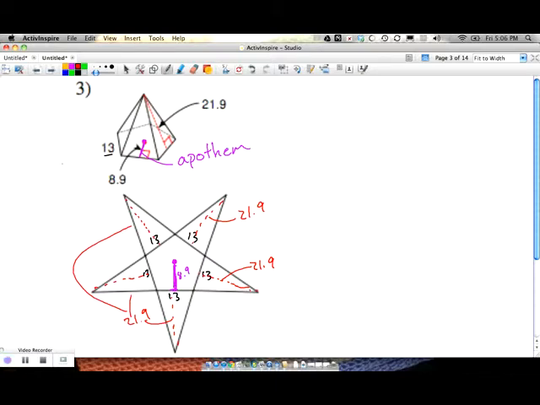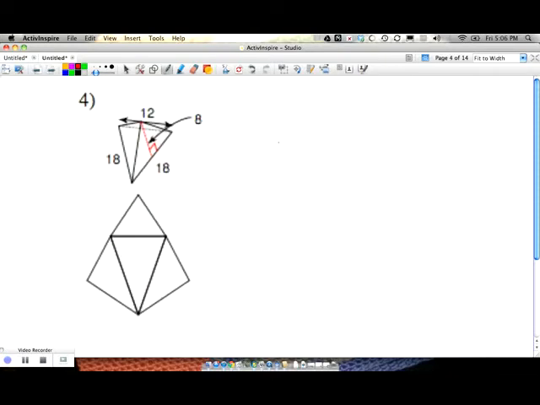Cool. So we're just labeling. We've got our pieces labeled. We use the numbers, but we put them on the 2-dimensional flat figure. Let's do it again. Number 4.